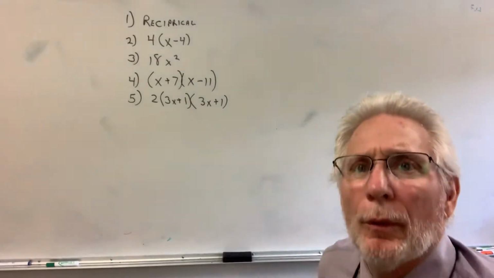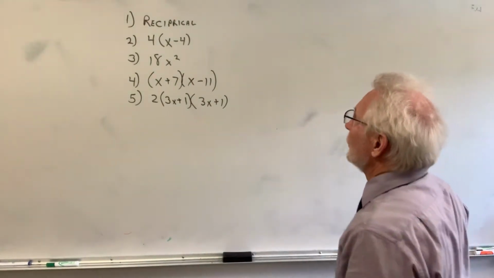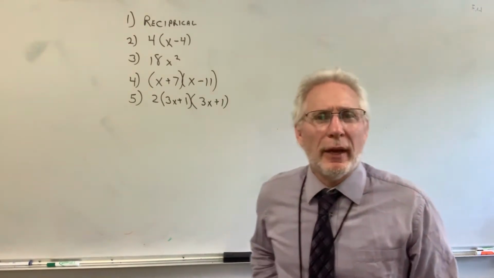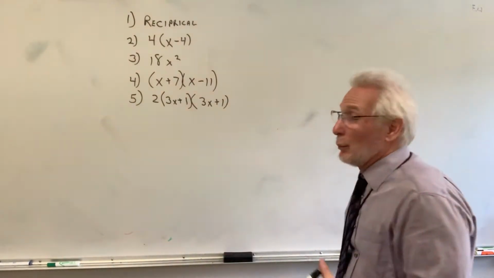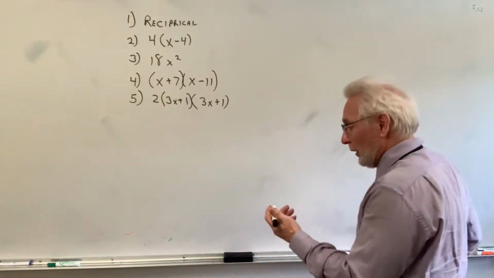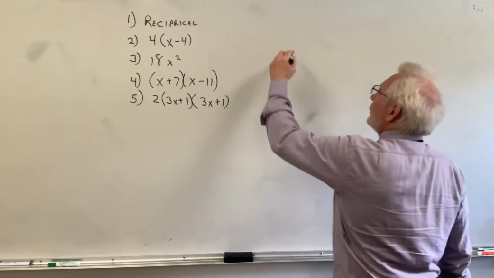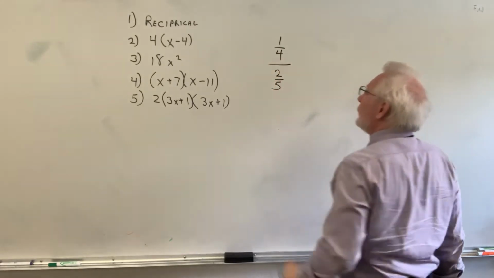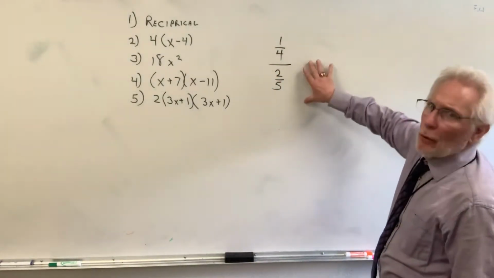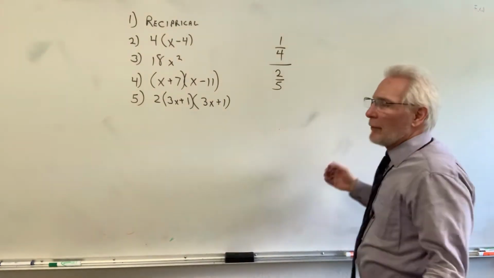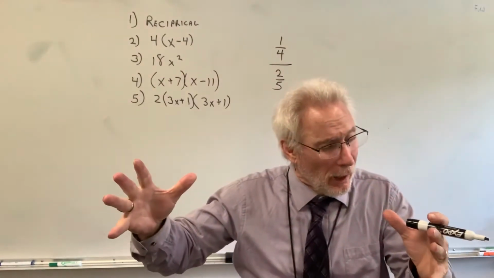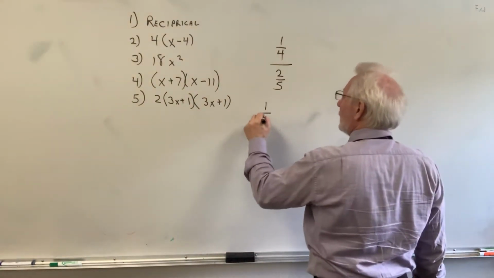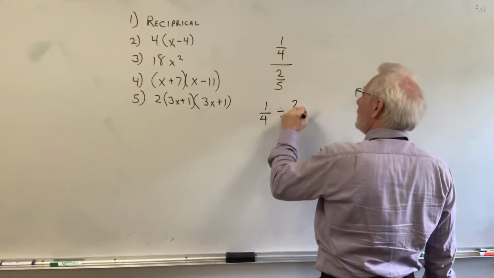All right, so there are the answers to the warm-up questions. And what we're going to do here today is nothing really new. It's pretty stuff that you've done before. So if I gave you this equation, 1/4 over 2/5, it's a fraction over a fraction. But every fraction is a division problem. So all we can do with this is just simply rewrite it as 1/4 divided by 2/5.